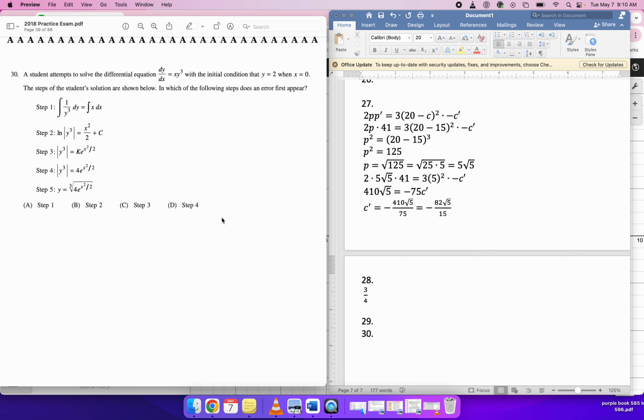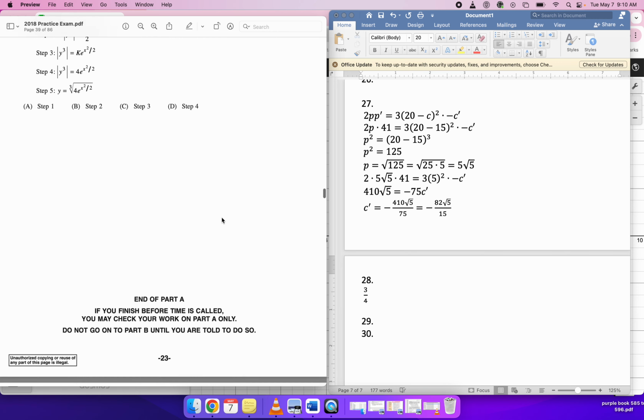So first one, step 1, it looks like they separated the variables. And that looks correct. Then they take the, oh, that looks wrong. No, the antiderivative of 1 over y cubed is not natural log of y cubed. So my answer is step 2. Let me just double check that there's no mistake in step 1. Yeah, that looks fine. So my answer is step 2.